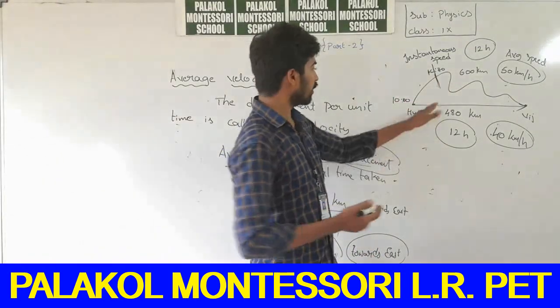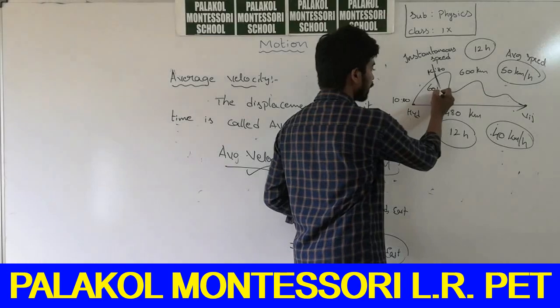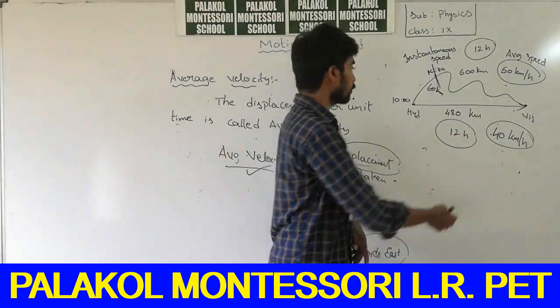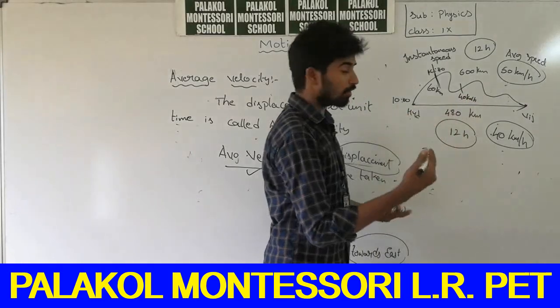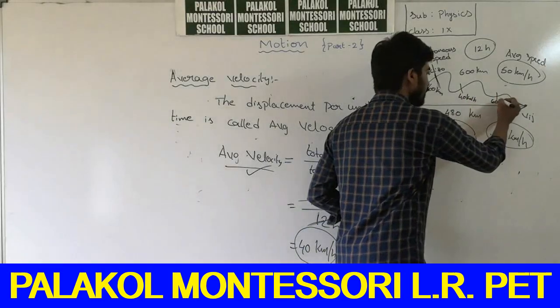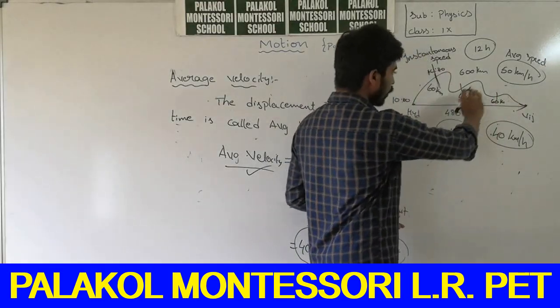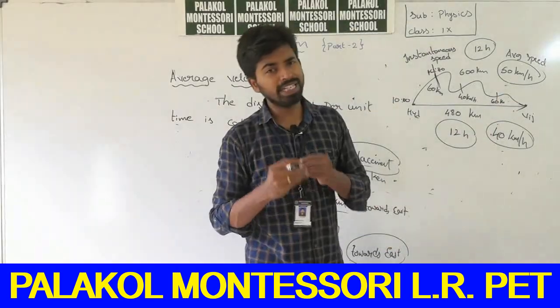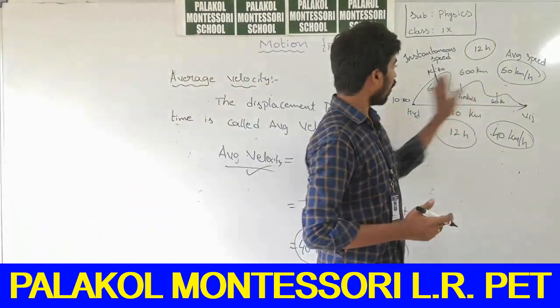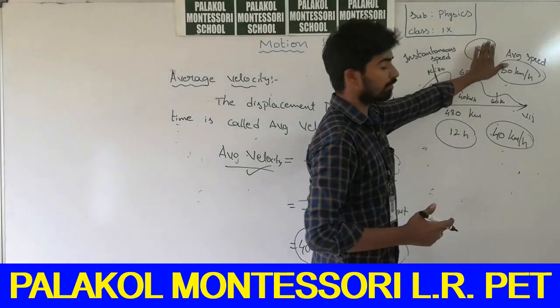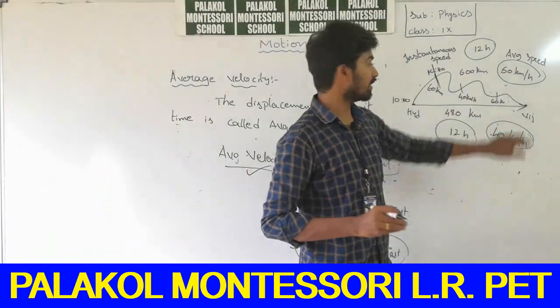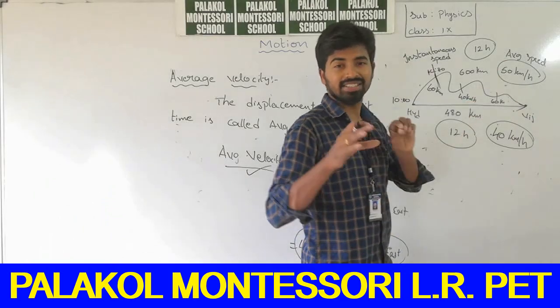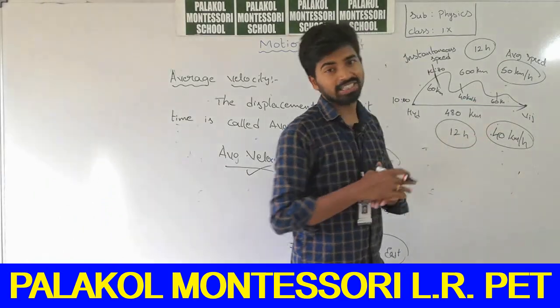You may be travelling at 60 kilometers per hour at this time, and later due to traffic your speed may decrease to 40 kilometers per hour, and later again your speed increases and it is 60 kilometers per hour. So throughout the path your speed may vary, but on average in 12 hours you have travelled with an average speed. This is the average speed. It doesn't give the exact information.